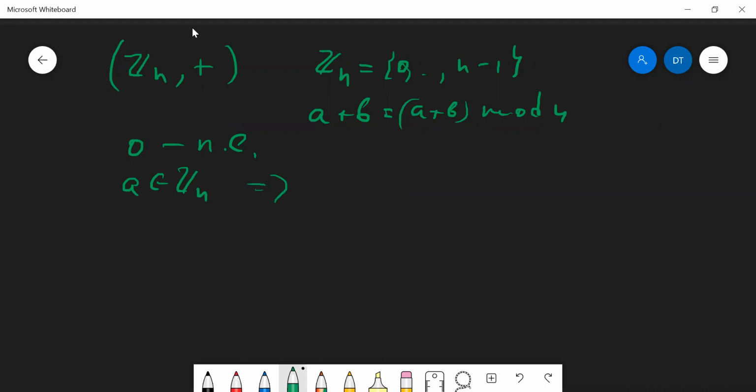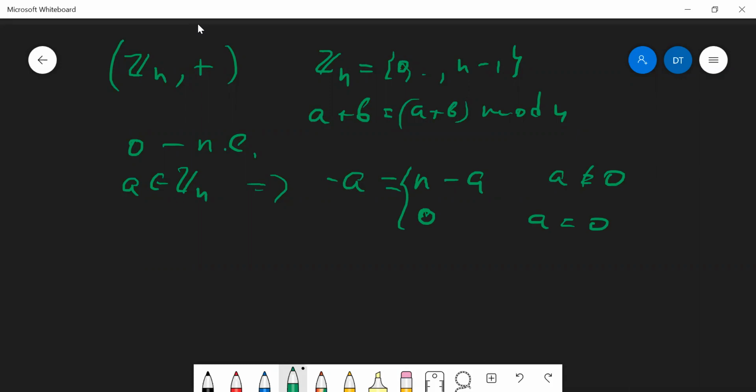If you're given an element, what is the inverse element? N minus A, you said? Yeah. N minus A, well, in case A is not 0. In case A is 0, it's simply 0, because n minus 0 doesn't belong to this set. So yeah, this is the inverse element. And associativity, I believe you proved it during the discrete math course.